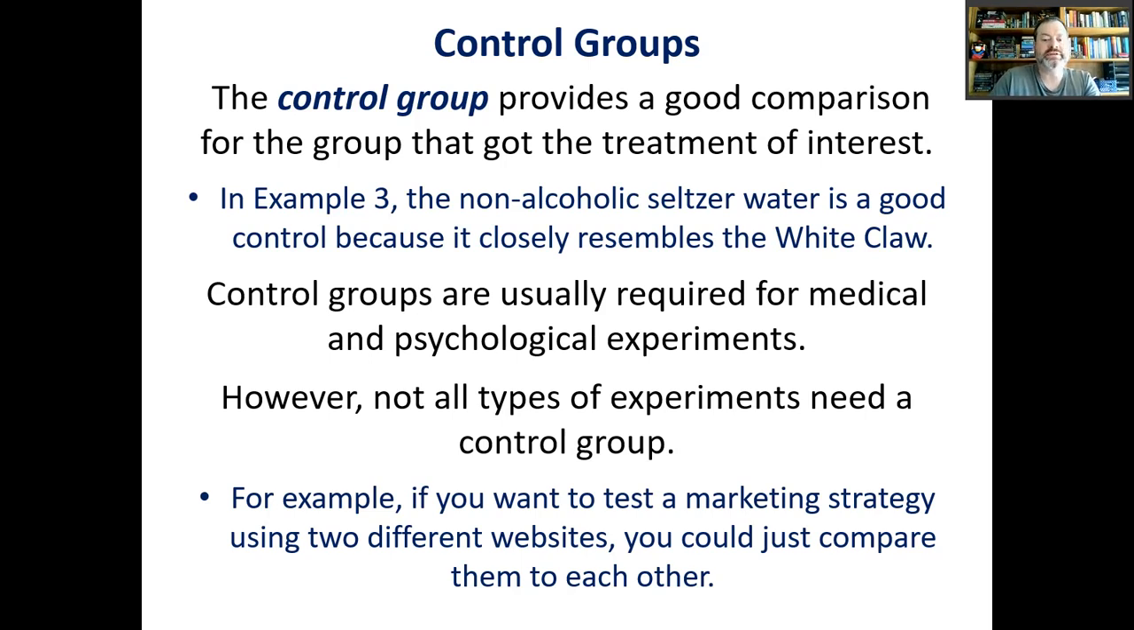For example, if you want to test a marketing strategy using 2 different websites, you could just compare them to each other. So in marketing, and really a lot of business, experiments are done where you can just cast a very wide net and just do a whole bunch of comparisons. You don't need a control group for a marketing strategy. Like, that doesn't make sense. But for psychological and medical experiments, you definitely need a control group.